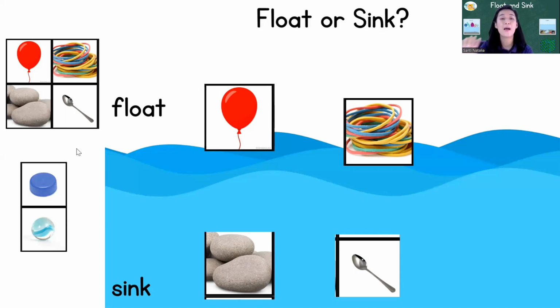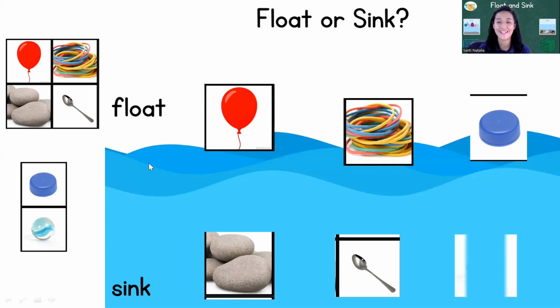Now, number 5, bottle cap. Check your bottle cap. The bottle cap is floating or sinking? Yes, it's floating. It stays on the surface of the water. Floating. And the last one, it's a marble. The marble is more dense than the water. So the marble is sinking. Yes. Okay, so you can paste the pictures, children.